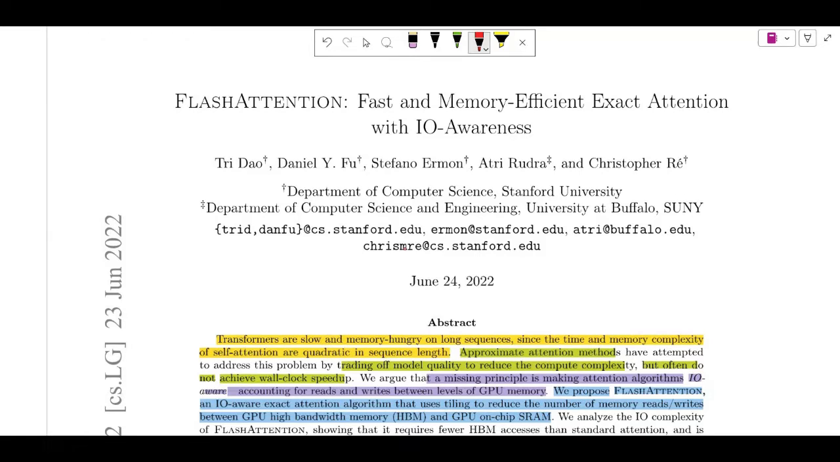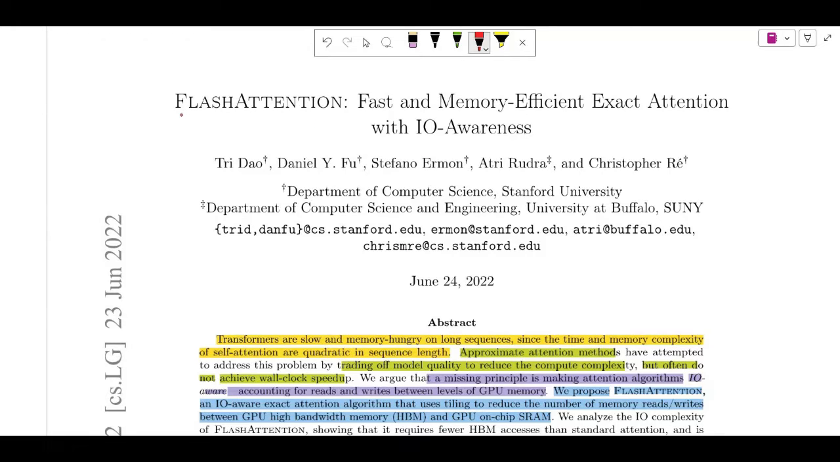Now there are a lot of other papers which claim to do that, but most of them are approximate methods, which approximate attention in some way. But this is an exact attention, meaning that the result you get from it is the same as the result you get from the vanilla attention. And it is 2x faster and linear in memory complexity.